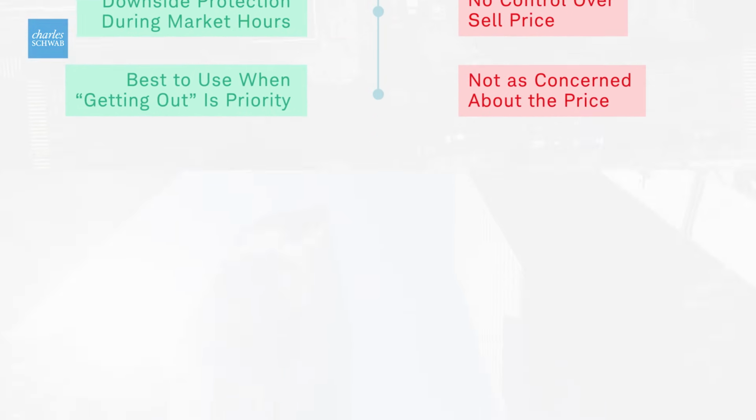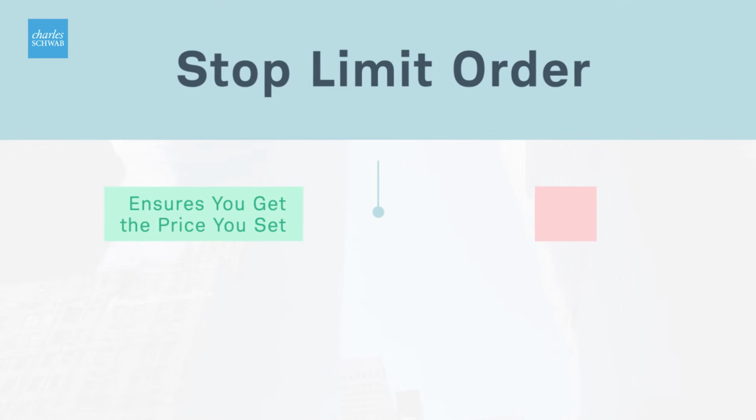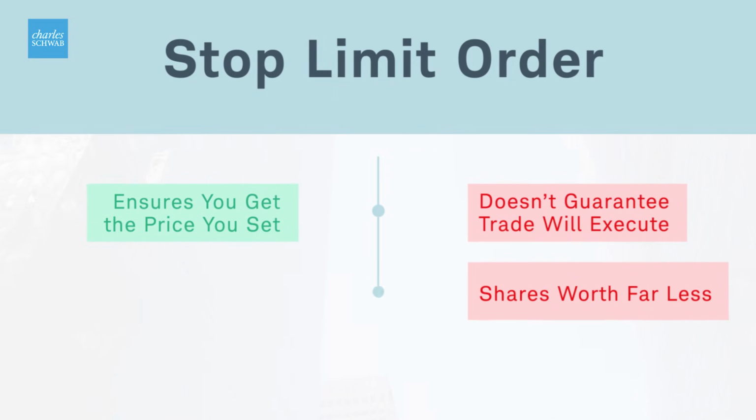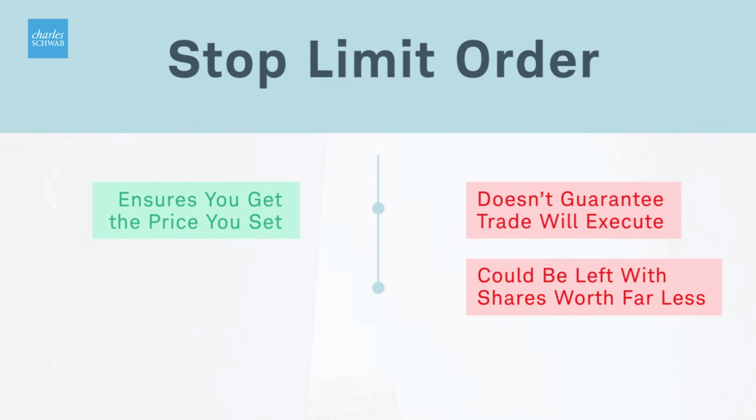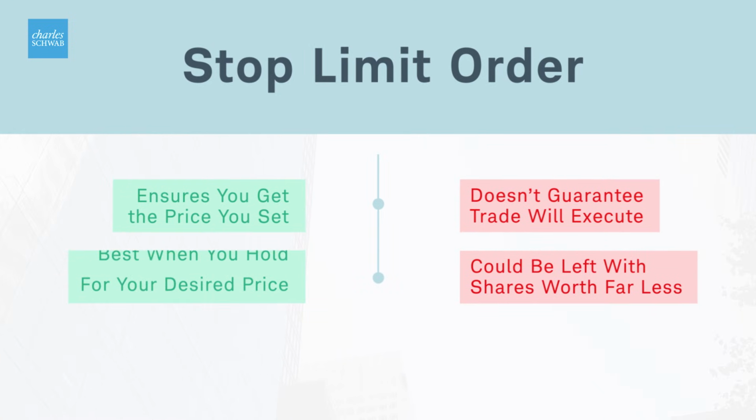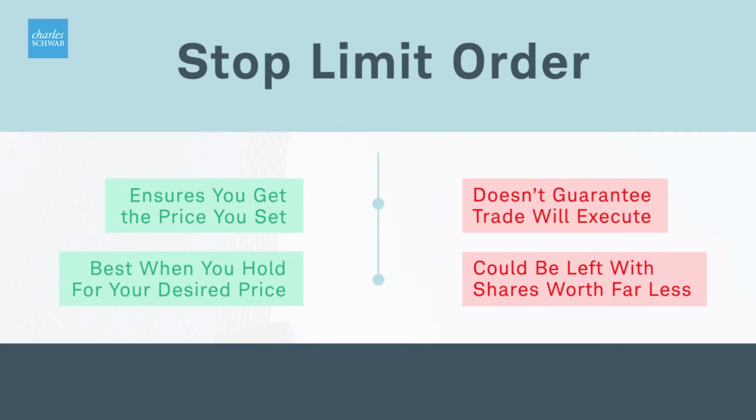A stop limit order typically ensures that you get the price you set, but it doesn't guarantee that your trade will go through. As a result, you could be left holding shares worth far less than you anticipated. Employ a stop limit order when you are willing to hold the shares if you can't get your desired price.